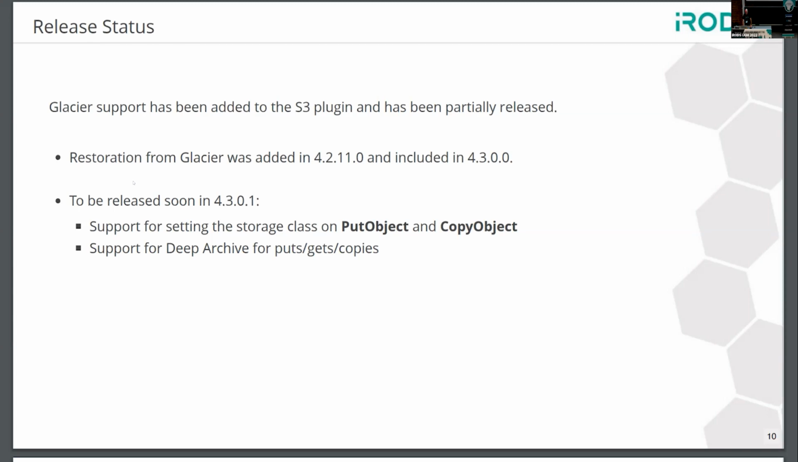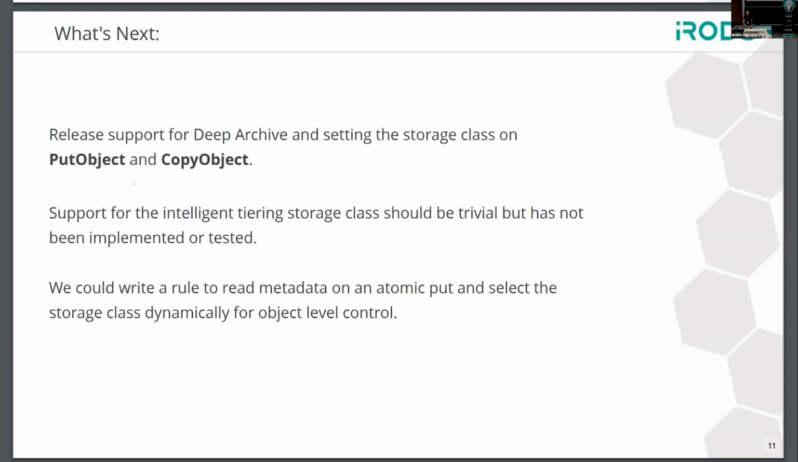Also, the only thing left before release is to write a few CI tests, but it has been tested. At least the new stuff has been tested on Amazon. Okay, what's next? First, we have to release the stuff that I said has not been released.